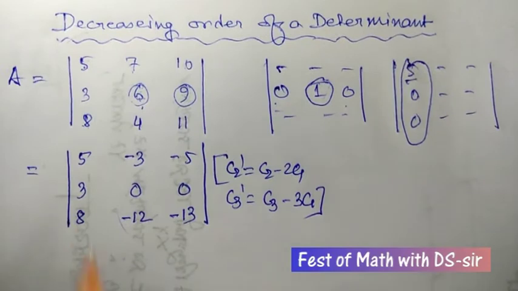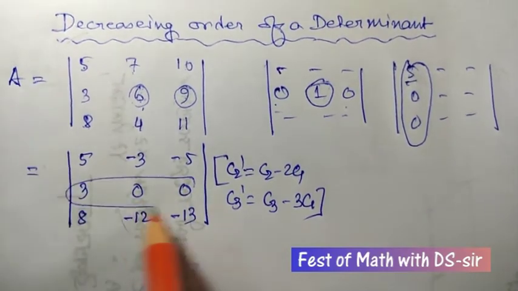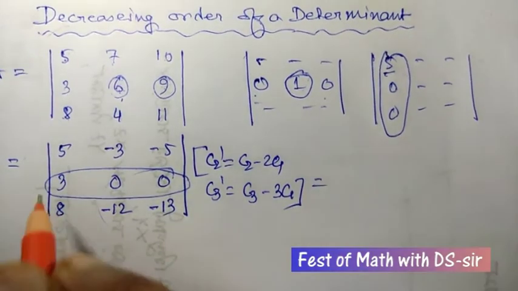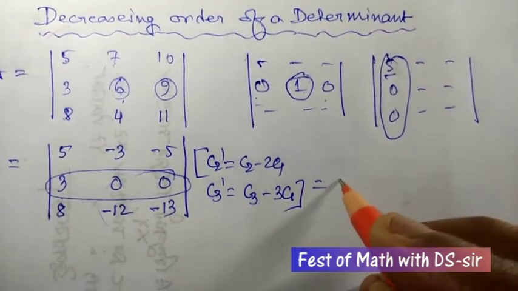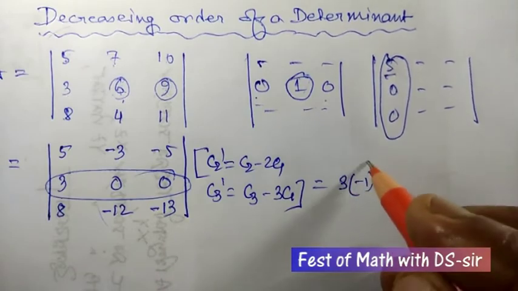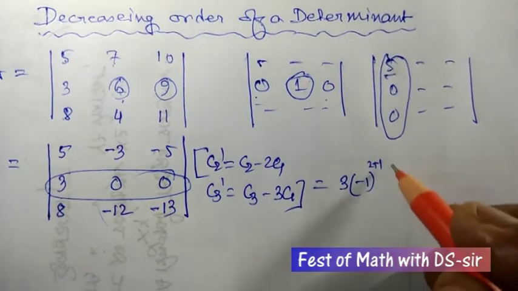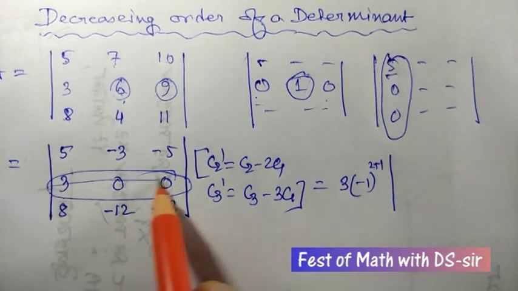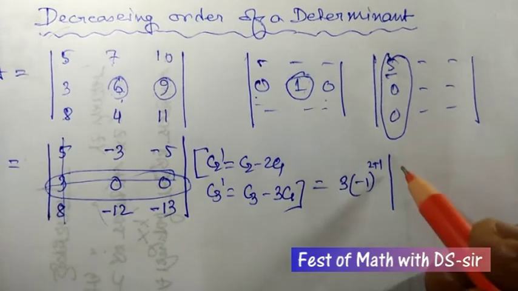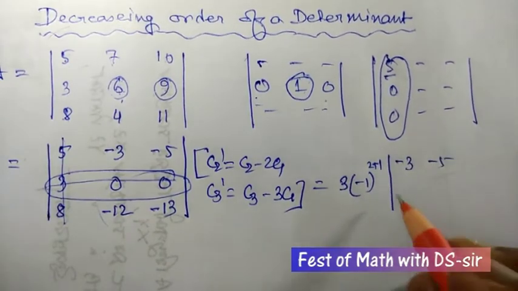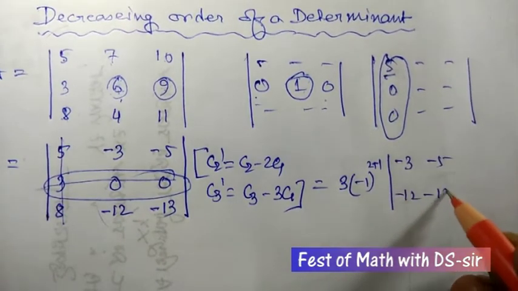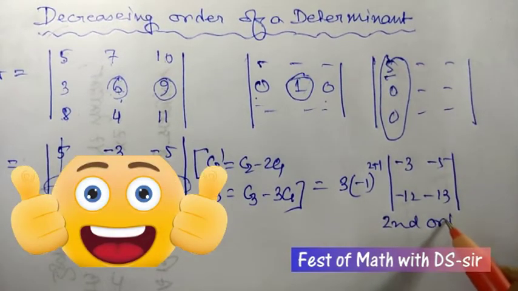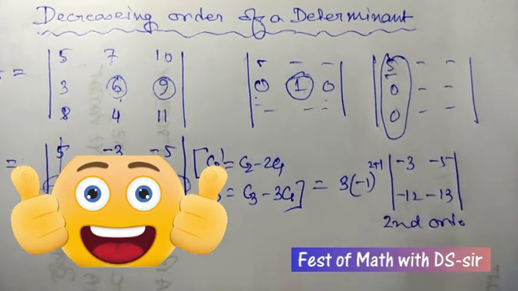Now see, this row has a single non-zero element. So I will expand this determinant with respect to this row. So it will be 3 into its cofactor. It is the 2, 1 element, and to get its cofactor or minor, I have to eliminate this row and this column. So minus 3, minus 5, minus 12, minus 13 only remains. Now see, this is of second order. So the order of the determinant is reduced.